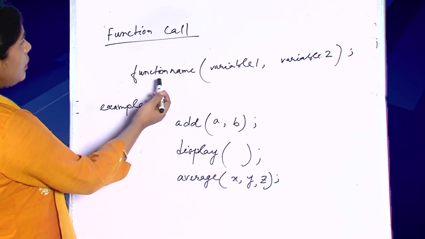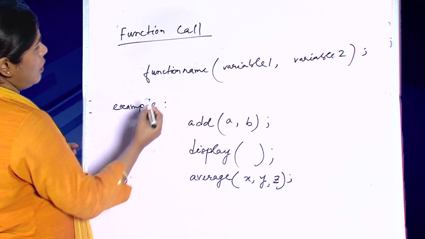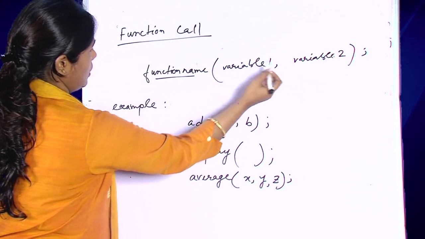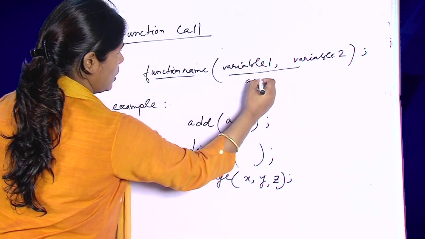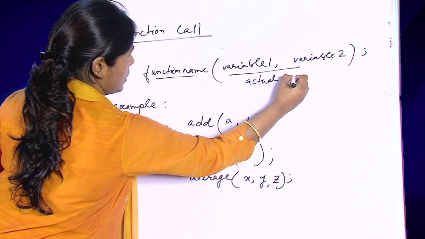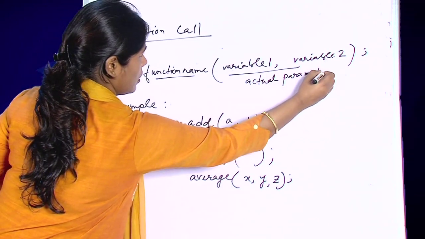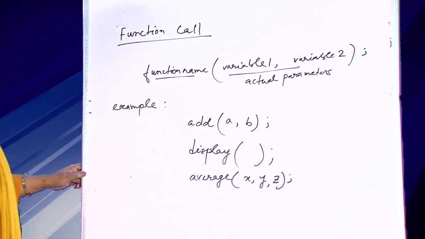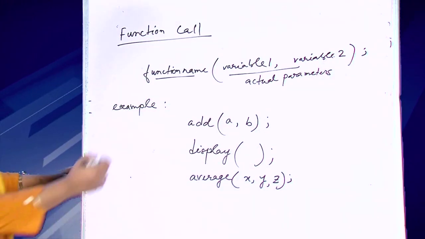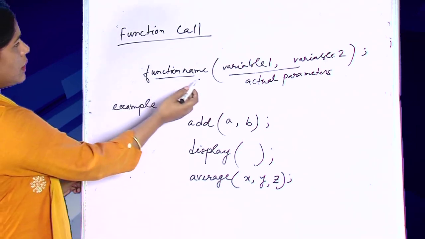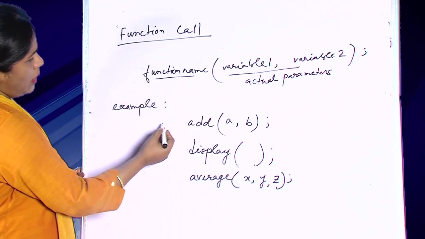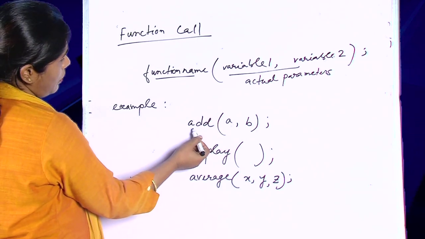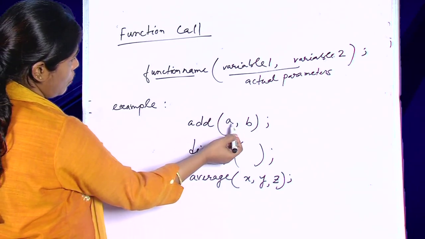Here I have written the syntax of function call. We have to specify the name of the function, then the variables. These variables are known as actual parameters. After that, I have used a semicolon in the function call statement. This is the syntax of function call. And there are some examples of function call. In the first example, add is the function, and there are two variables.